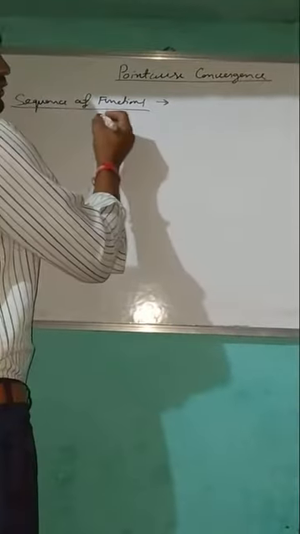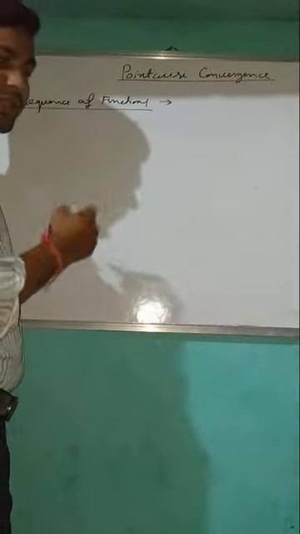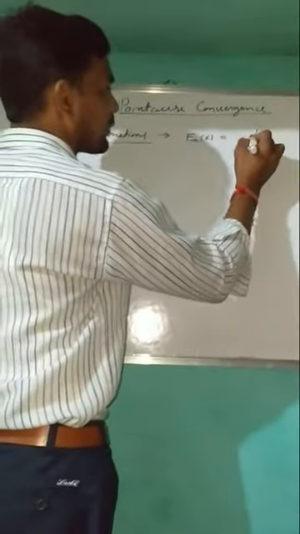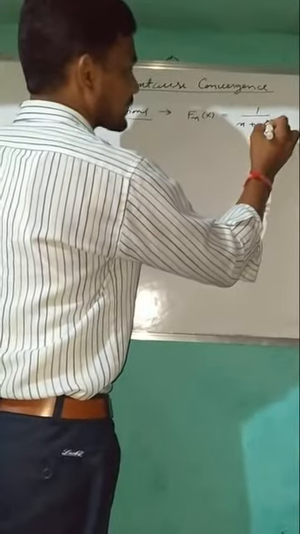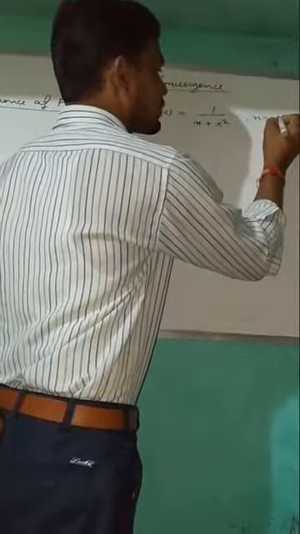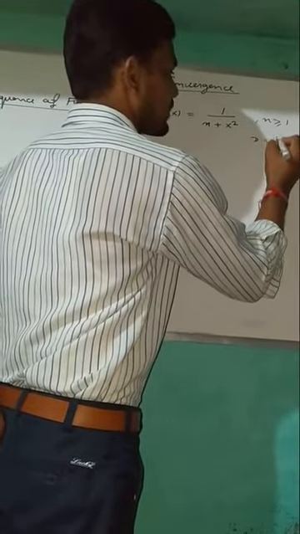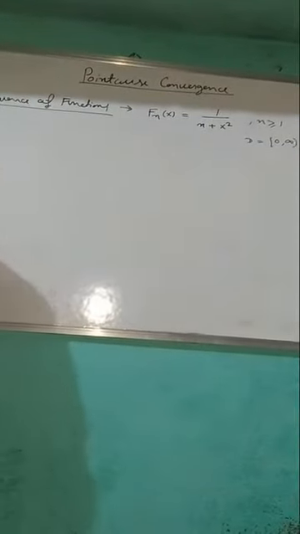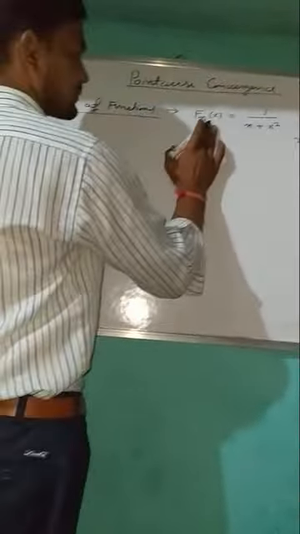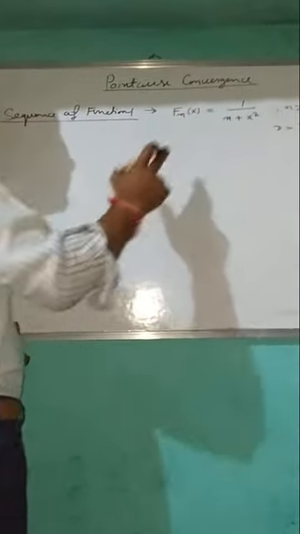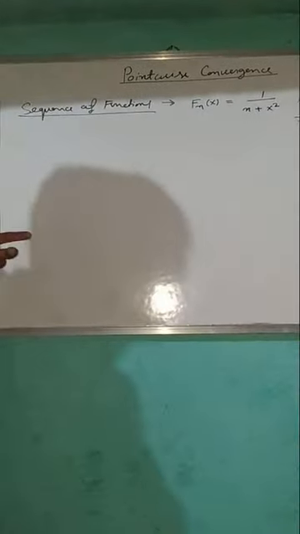We can understand a sequence of functions with an example. For example, f_n(x) = 1/(n + x^2), where the condition is n greater than or equal to 1 and the domain is from 0 to infinity. This is a sequence of functions because when we put the value of n from 1 to infinity, we have an infinite number of functions inside a set.